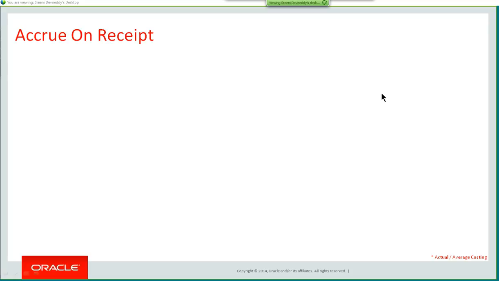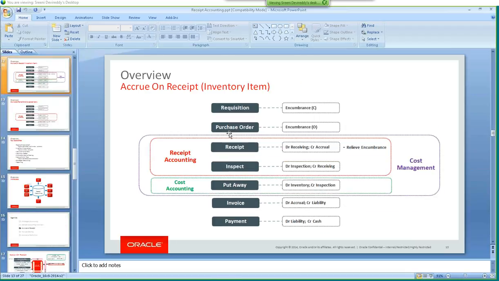Is receipt at period end part of cost management or not? No. Receipt at period end is the job of receipt accounting, which is again part of cost management. Let me show you this slide.